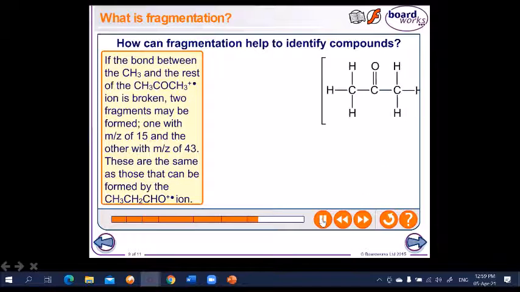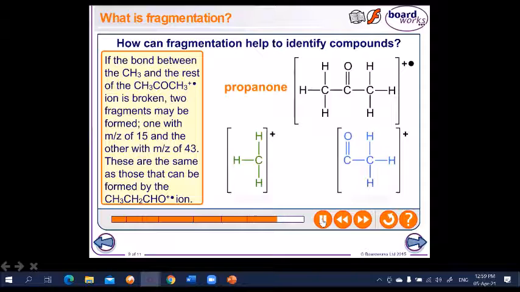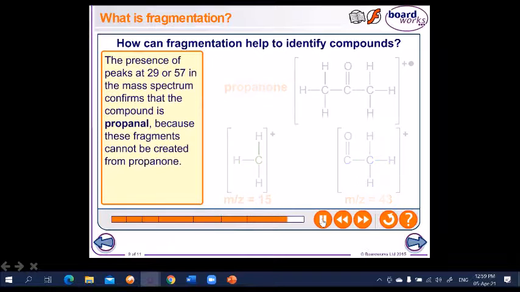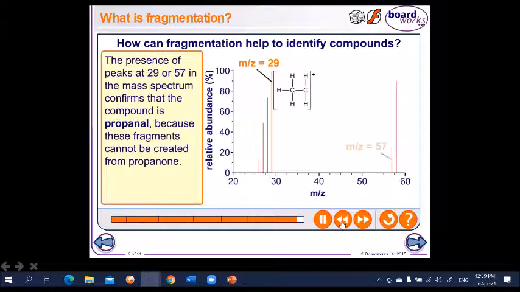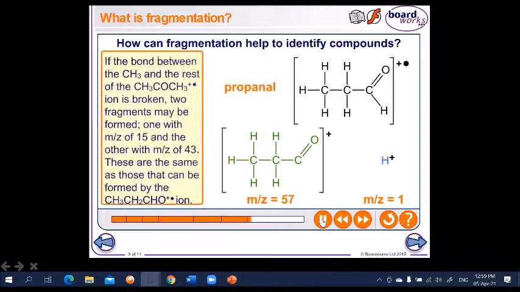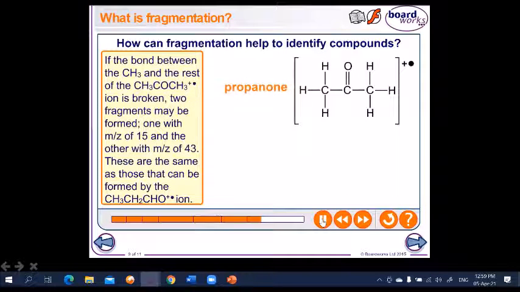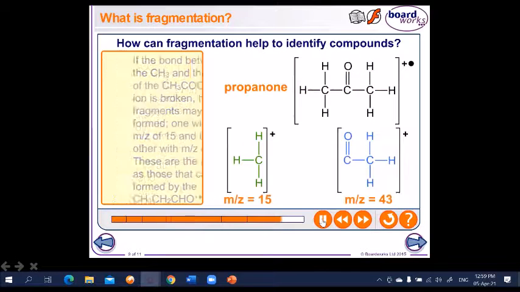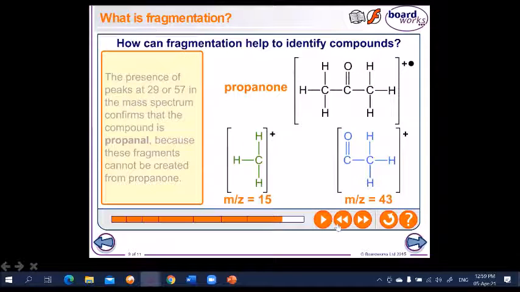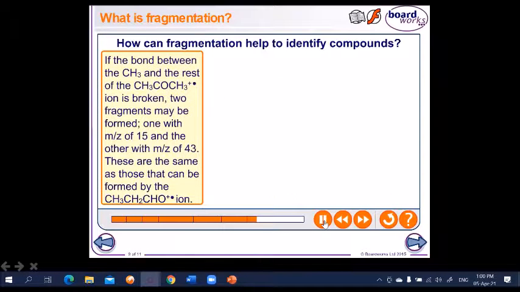So if the bond between the CH3 and the rest of the CH3CO... wait, let me go back a little bit. Let me just go a little bit further. Okay, let's pause here a little bit. Wow, it's really fast. Sorry, guys, these go by too fast.